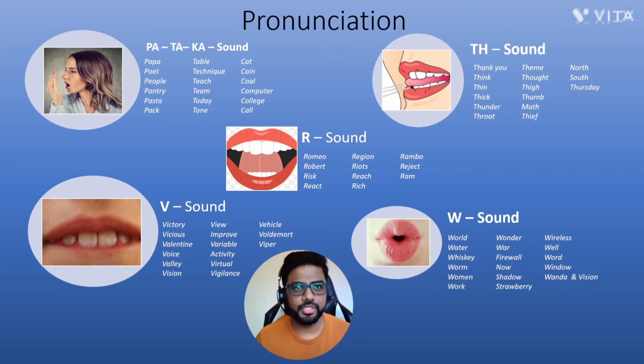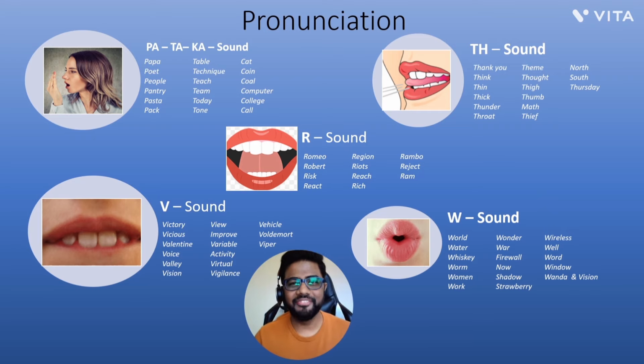The R sound, of course, is pretty well known or famous, and it's just rolling the R's. So you have to stick your tongue onto your palate and then say R, Romeo, Robert, Riot, Reach, Rambo. So these are the rolling sounds of R. This is very significant to US, and you will not be rolling the R's in UK accent. But that's content for another video, isn't it? UK accent.